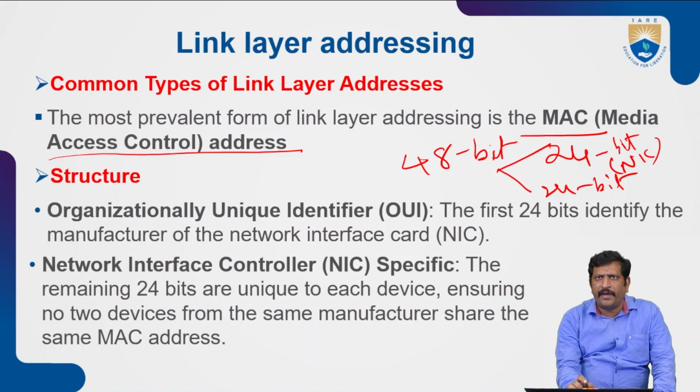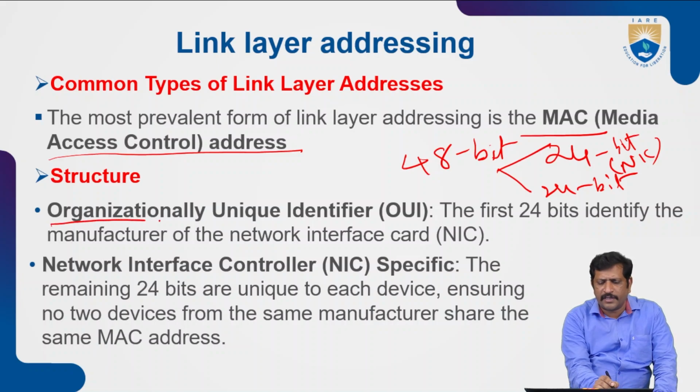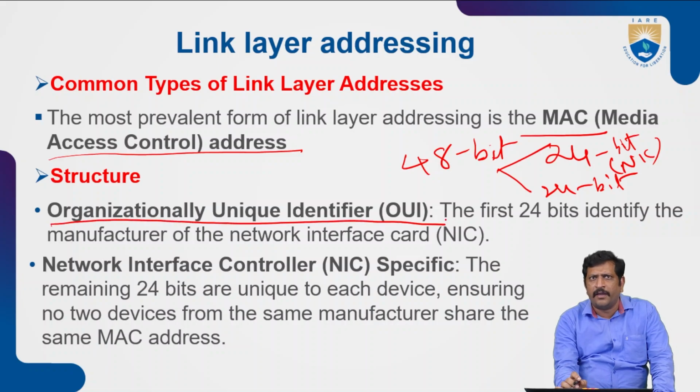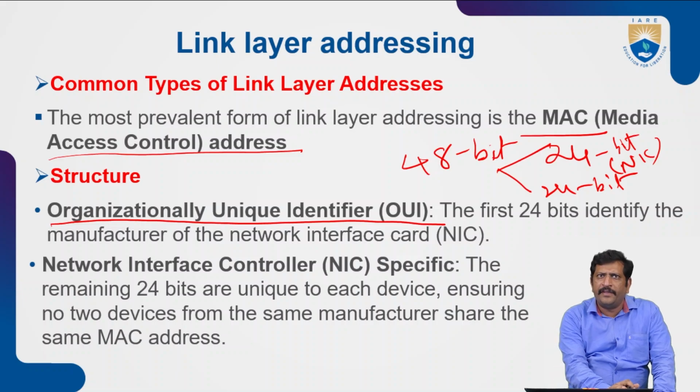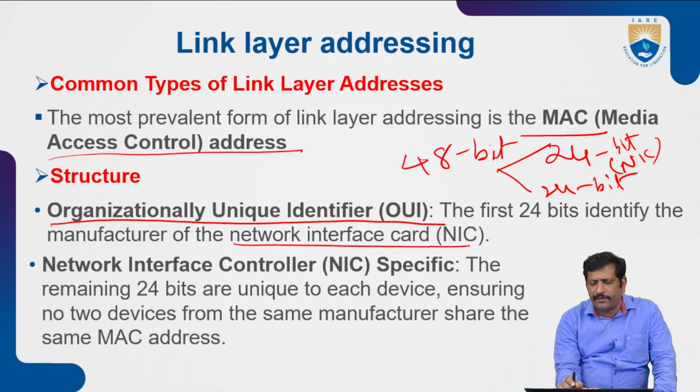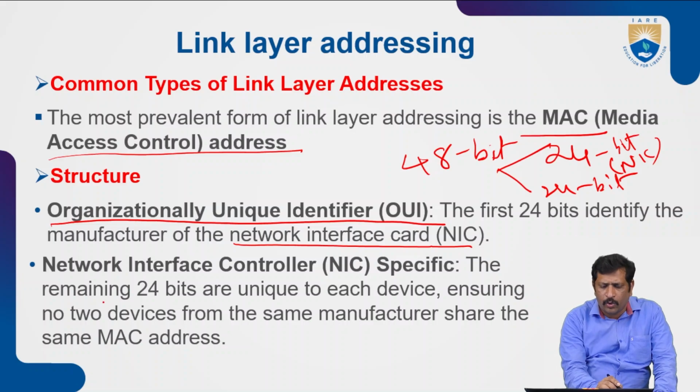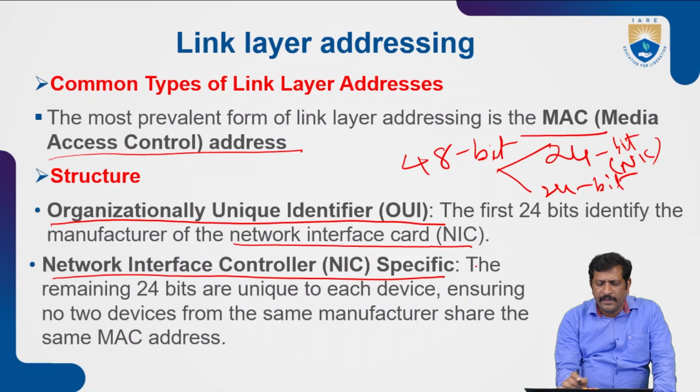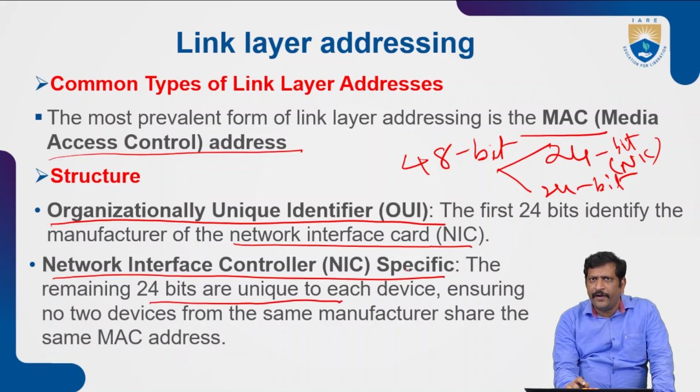Organizationally unique identifier. The structure has two parts. One is the organizationally unique identifier, that is OUI, the first 24 bits, which identify the manufacturer of the network interface card. The next 24 bits are network interface controller specific. That means the remaining 24 bits uniquely identify the device.